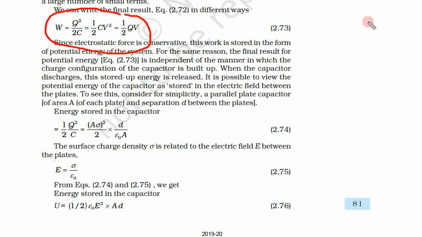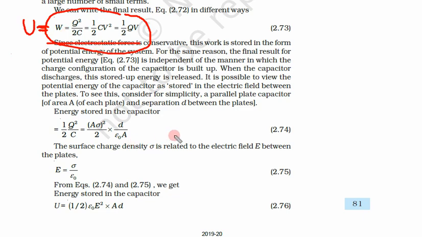So now we have seen what is the work done or energy stored in a capacitor. This work done is also the potential energy stored in a capacitor. So Q square upon 2C, or equal to half CV square, is equal to half QV. This energy stored is also represented by U. U is equal to work done.